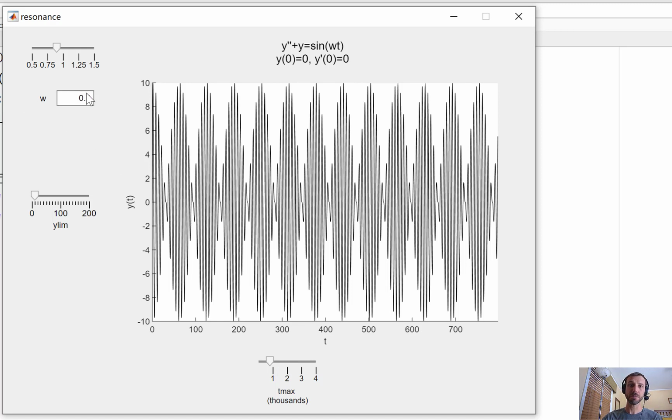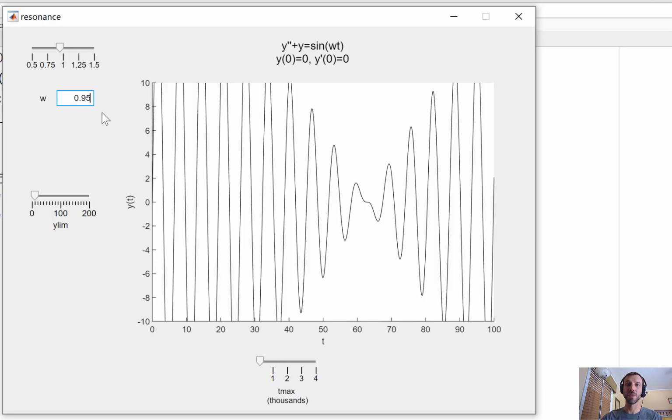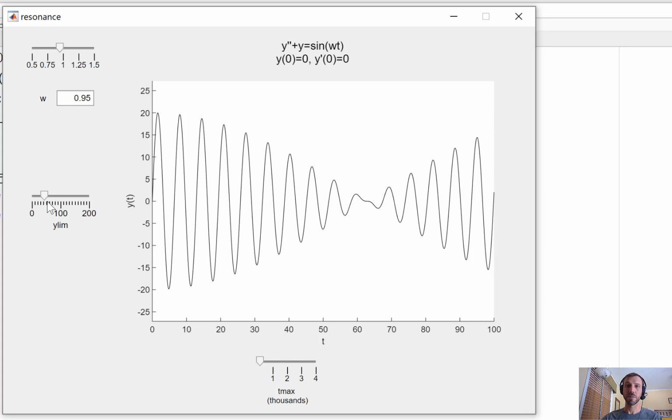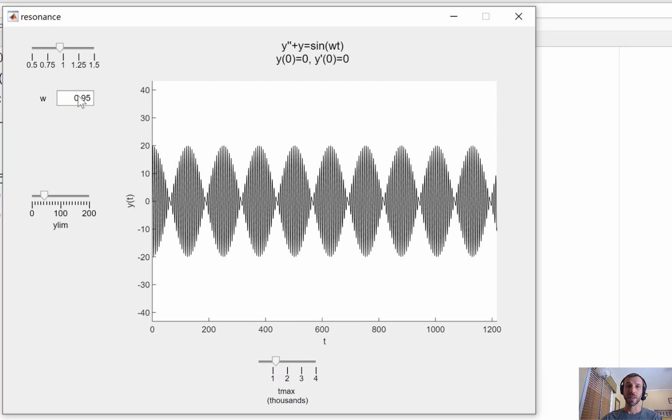In fact, if I look at this on a longer time scale, you can see this pattern continues on into the future. If I increase omega again to 0.95 now, I can no longer see this graph on the given set of y limits, but if I increase my y limits slightly to around 20, then we notice that the amplitude has now increased and the time period between beats has also increased, but they happen nevertheless.